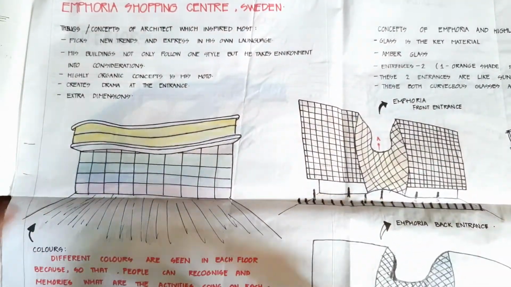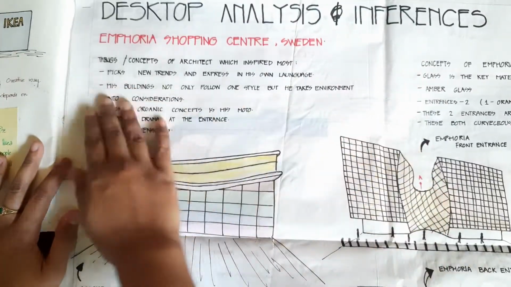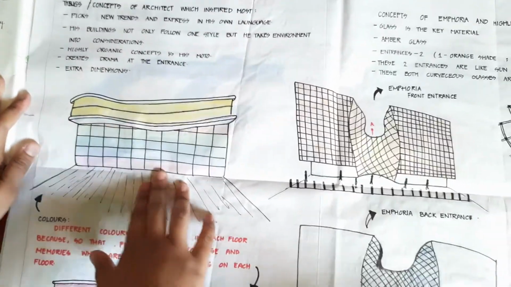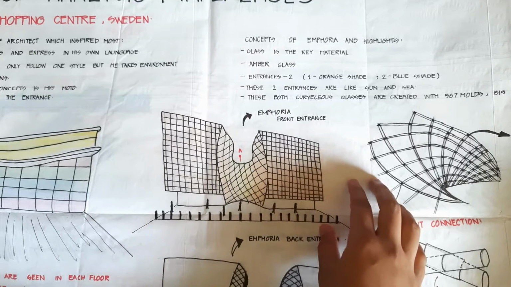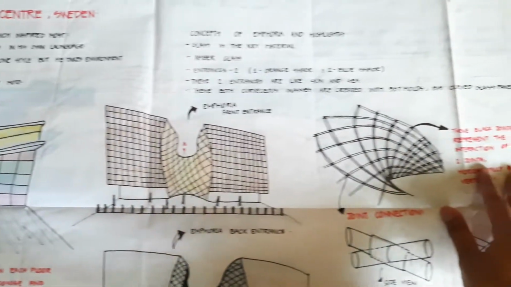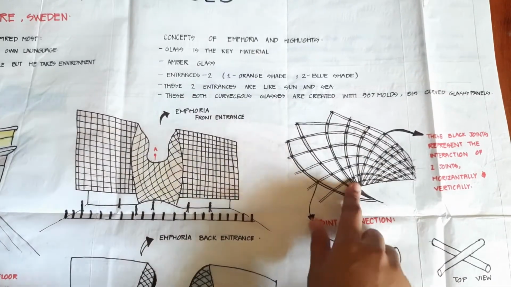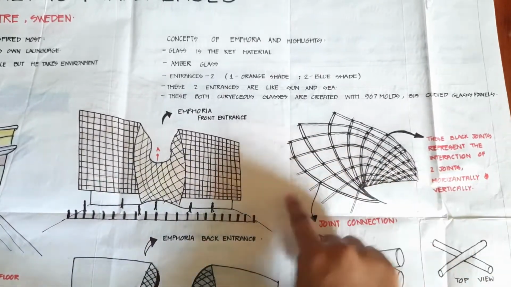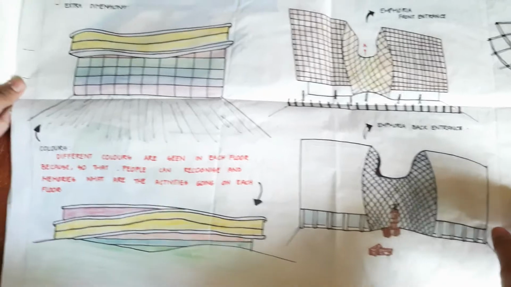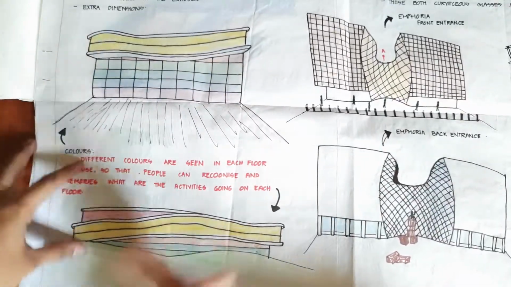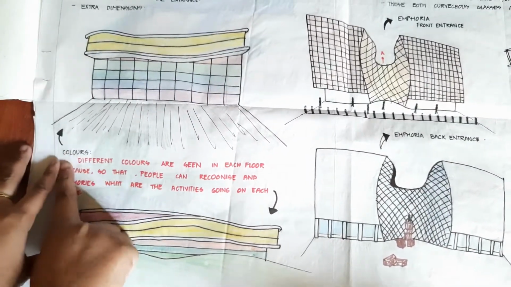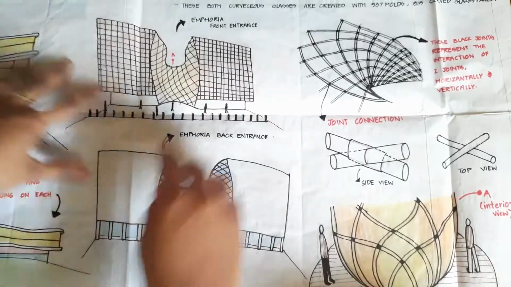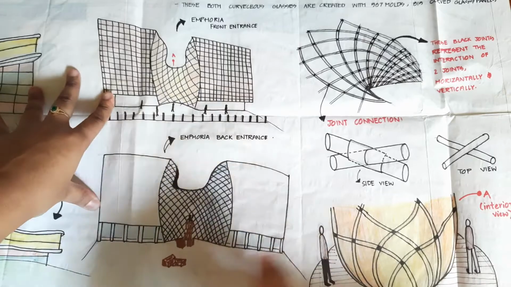So the project I've studied is Emporia Shopping Center, which is in Sweden, which is a very awesome one. These are some sketches which I have done, and some structural material palette which they have used in the exterior facade. This is a very unique project, and this desktop study inspired me a lot. It mostly has color emphasis on every floor, so every floor has different colors so that people can recognize which floor they are on.